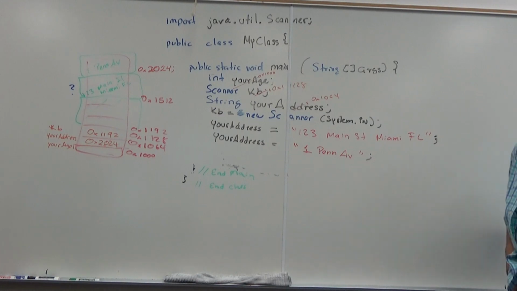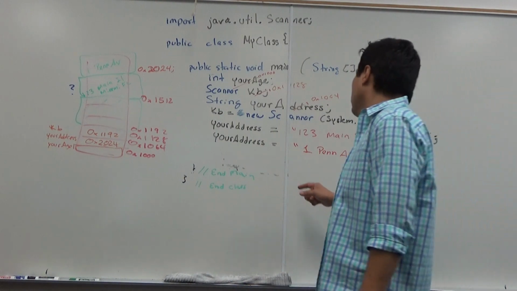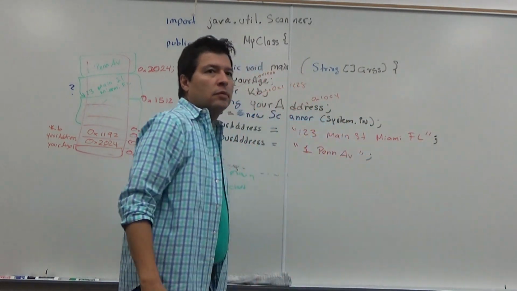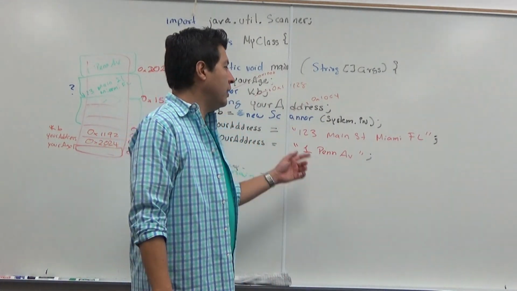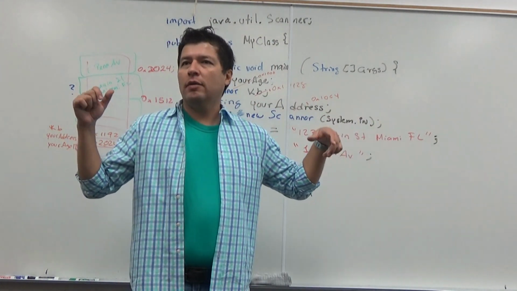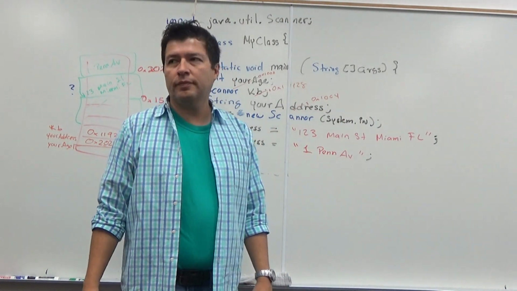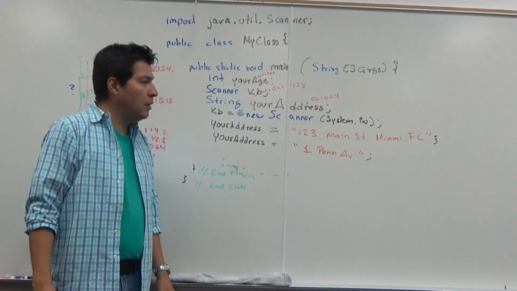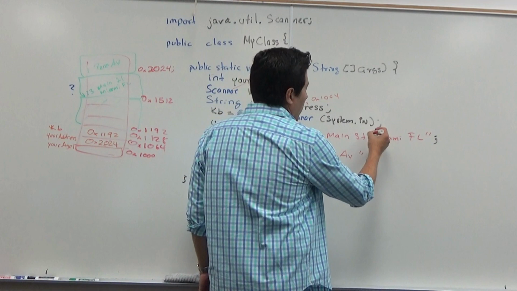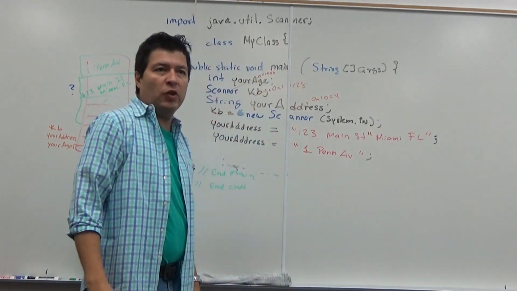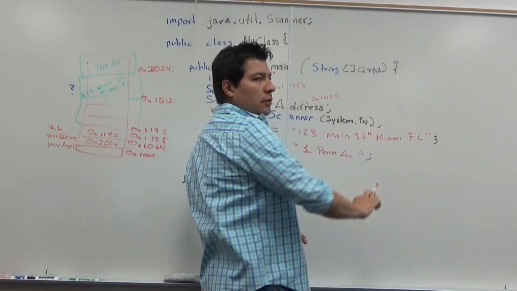So the string is text, and we delimit text using double quotes, right? But what if I want to print double quotes? How do I tell it, hey, this is not the end of the string, I want you to print double quotes? How do you think I can do this? So if I want to print double quotes there, the computer is going to say, this is the end of the string, and what is this?